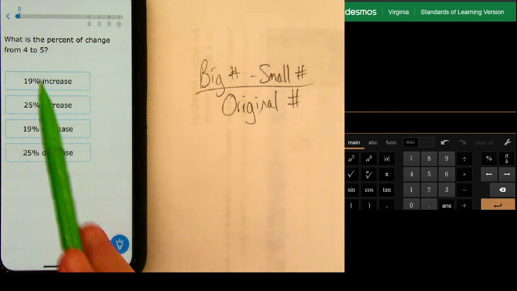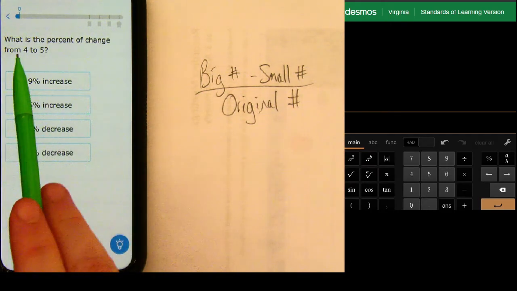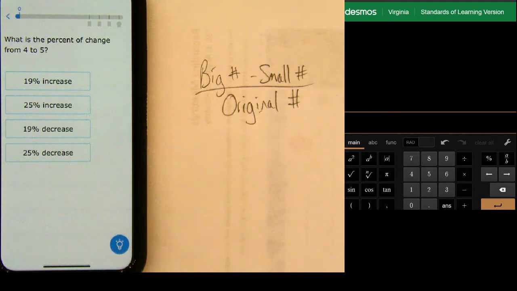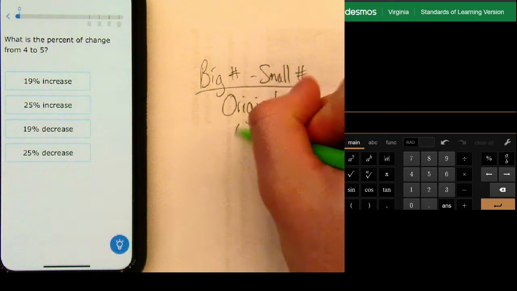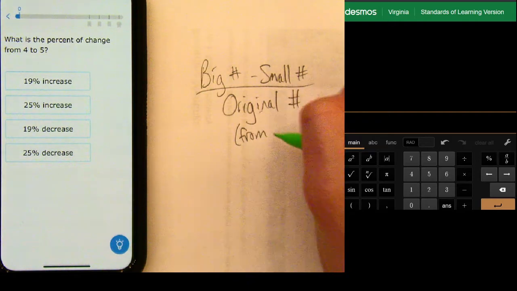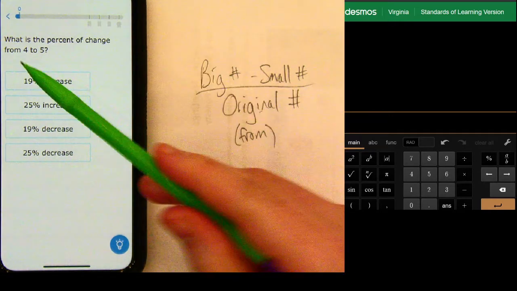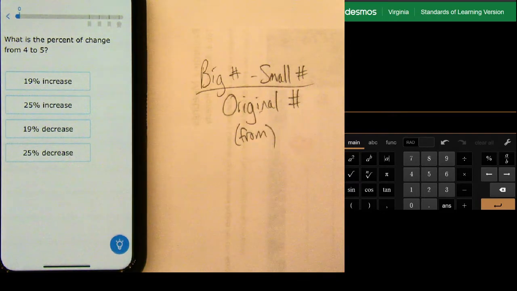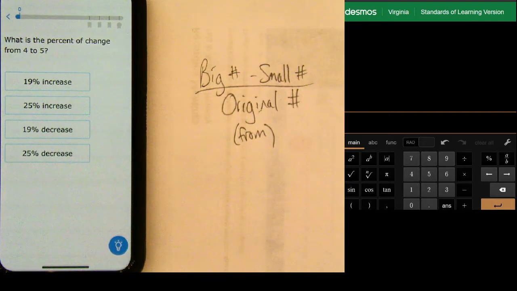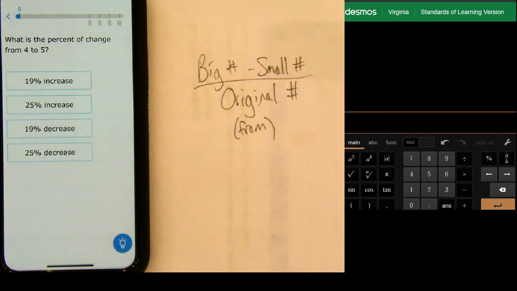Well, when you're reading these kind of questions, where it says from and to, that's the key part. Where it has the word from, that's going to be our original number. So in this one, our original is going to be 4. Normally, if it was on paper, I could highlight that 4. So let's go ahead and show in our Desmos calculator what that will look like.